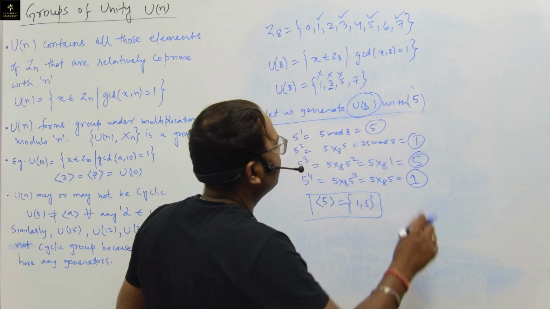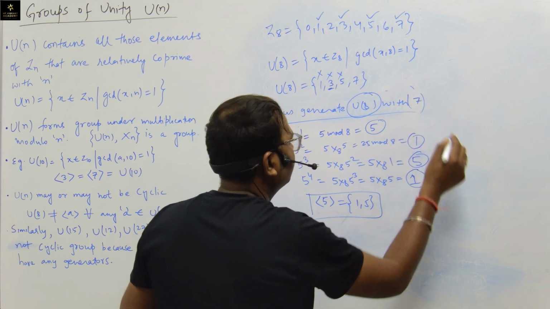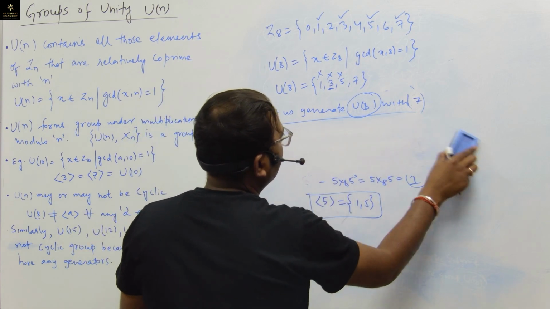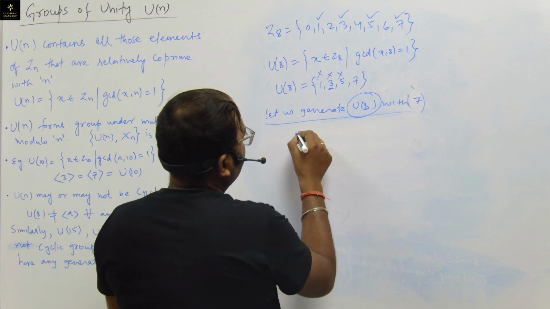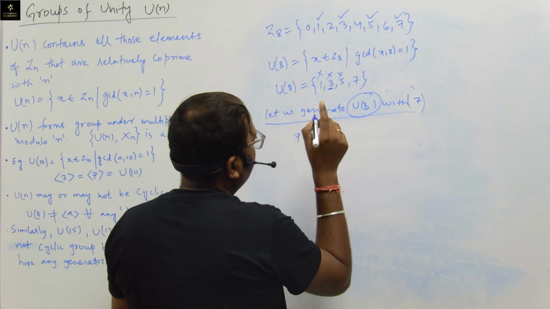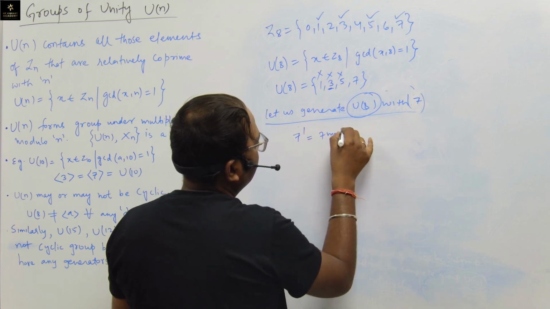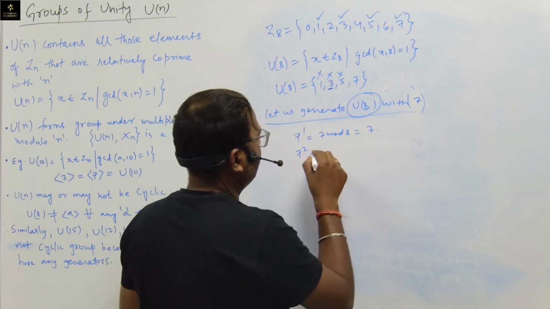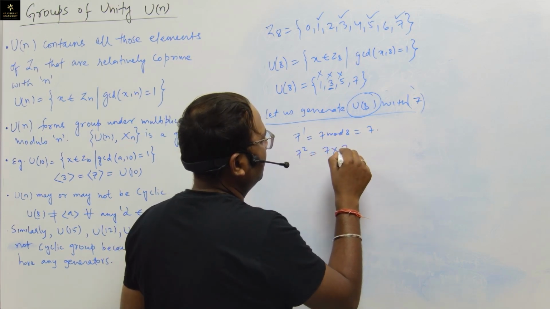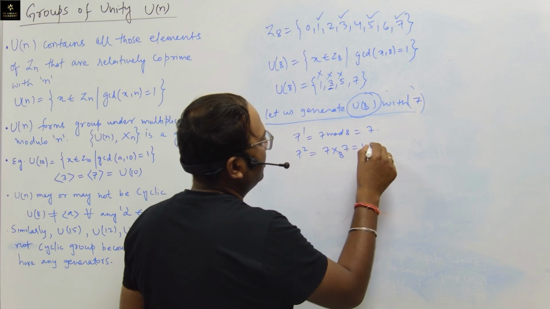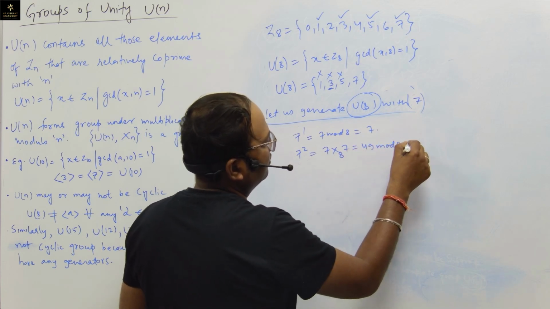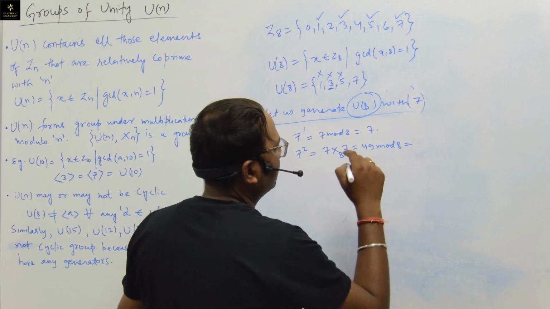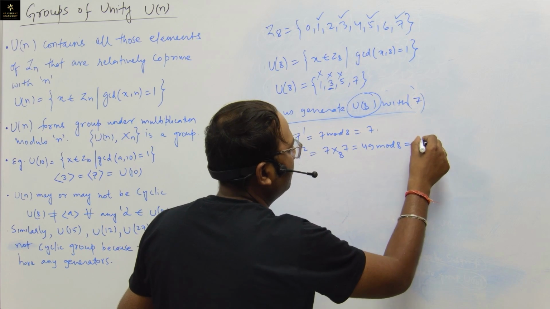Now let us try this with 7. So 7 to the power 1, we have operated 7 one time. This is 7 mod 8, which is 7. Now 7 square, we have operated 7 two times. This is 7 cross 7 modulus 8. This is 49 mod 8. 8 sixes are 48, so the remainder will be 1.